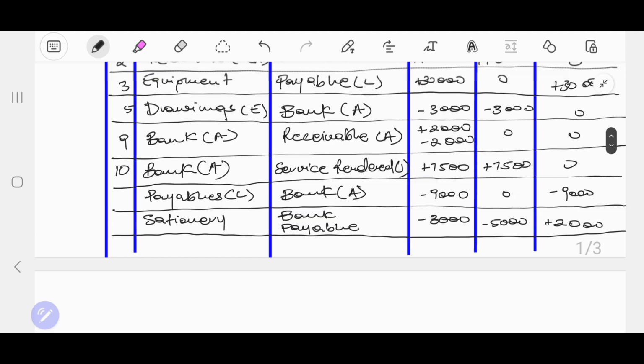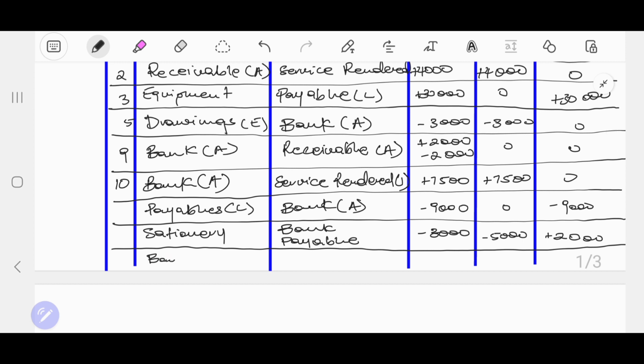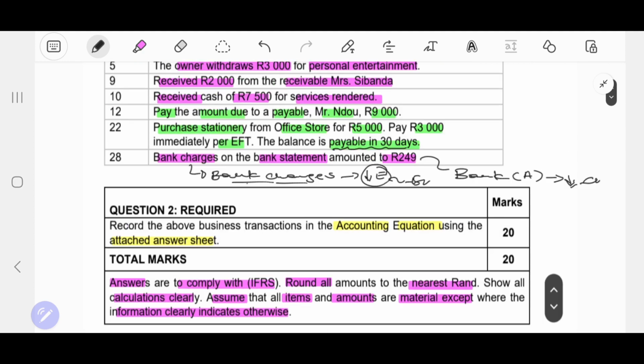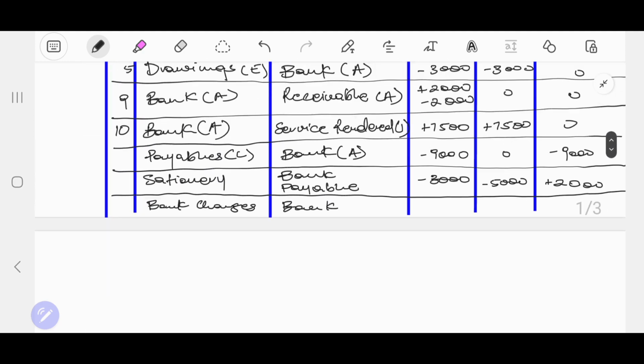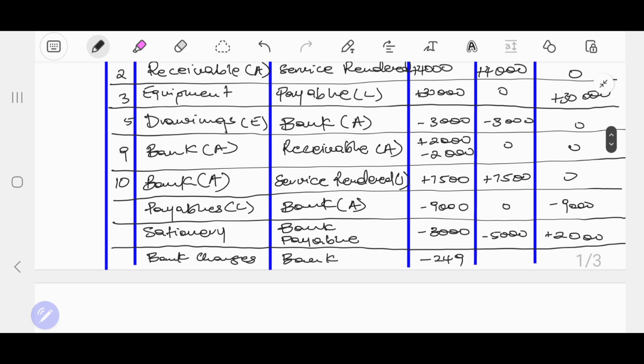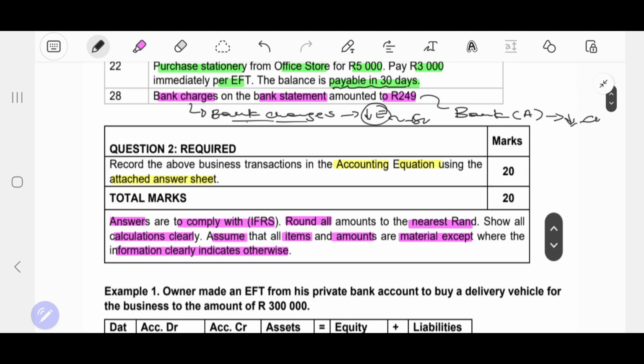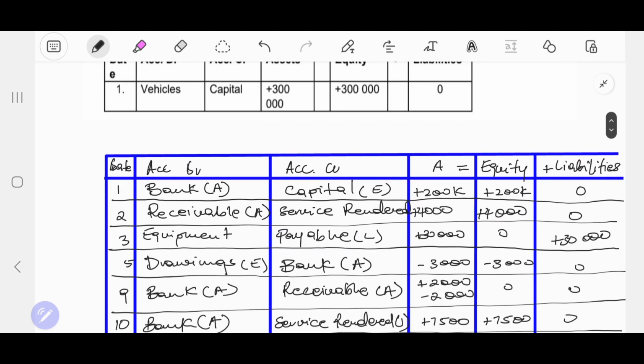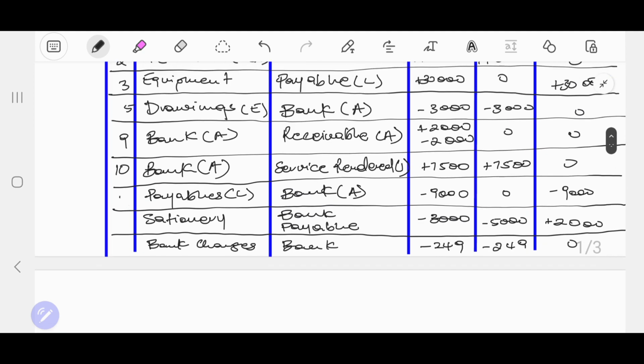Okay? So that means that you come here, you say bank charges, and then you will have your bank as well. We did this transaction in the previous video. How much? 249. So our assets are going to go down by 249, and then our expenses are going to reduce equity as well by 249. Then here is 0. Let me just put the numbers here: 12, 22, 28. So this is the end of this video, guys.